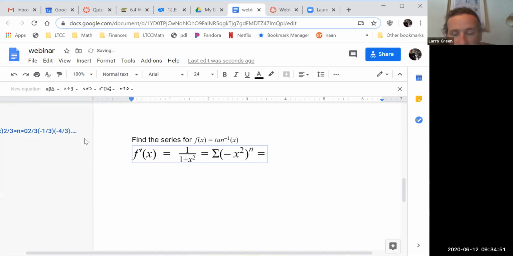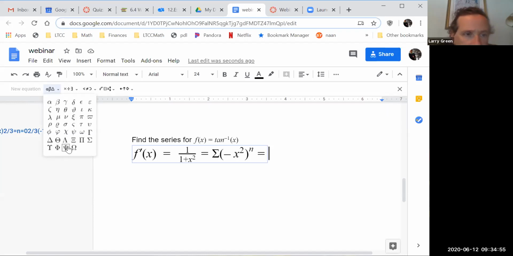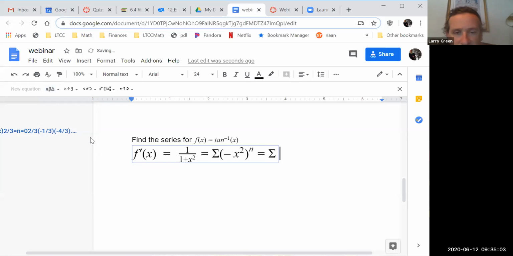which is equal to the summation of negative 1 to the n. It's always a good idea to pull the negative out, by the way, times x to the 2n. Any questions on that algebra there? Calculus and algebra.